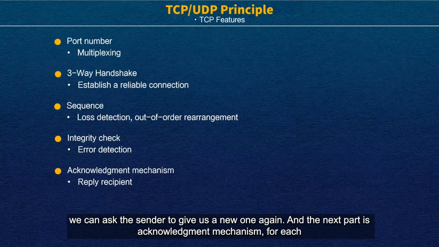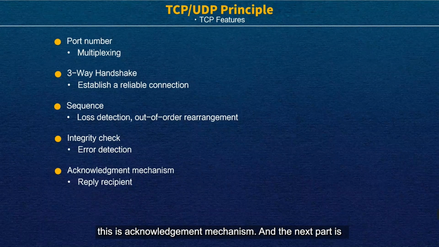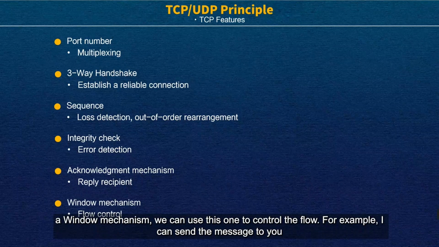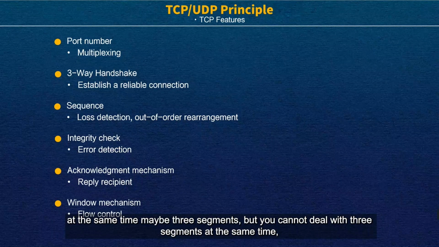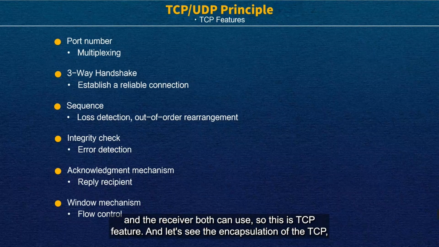The next part is the acknowledgement mechanism. For each part I receive, I will give a reply to the sender. This is the acknowledgement mechanism. And the next part is the window mechanism. We can use this one to control the flow. For example, I can send you maybe 3 segments at the same time, but you cannot deal with them. We can do some flow control and choose the correct ability, and the sender can use it and the receiver also can use it. So this is the TCP features.